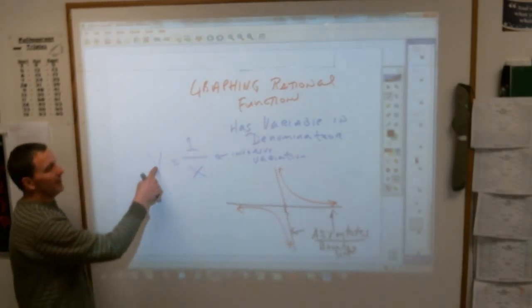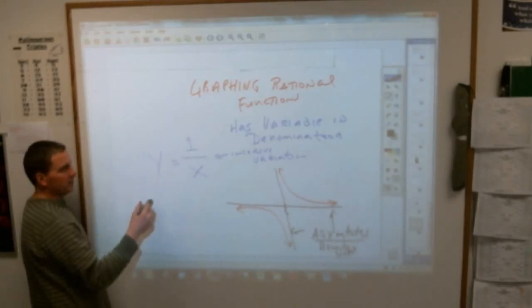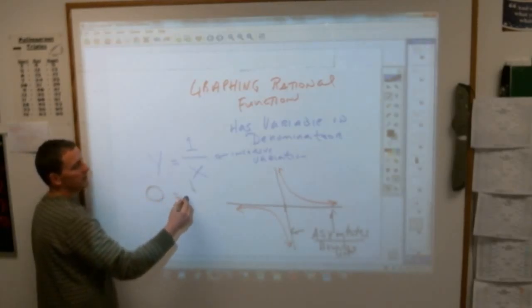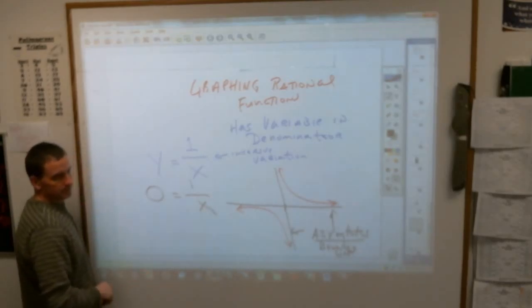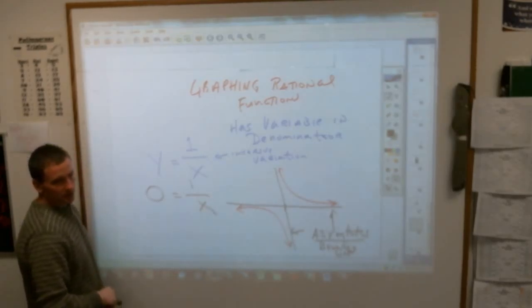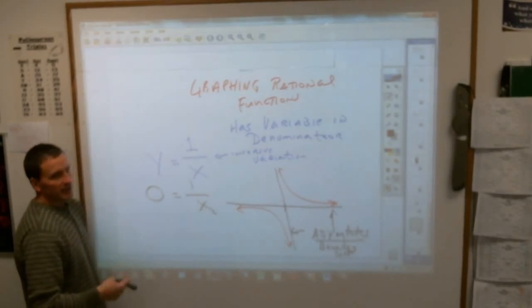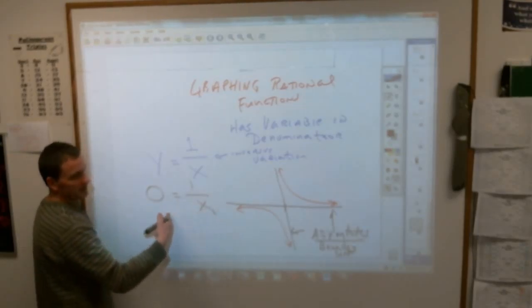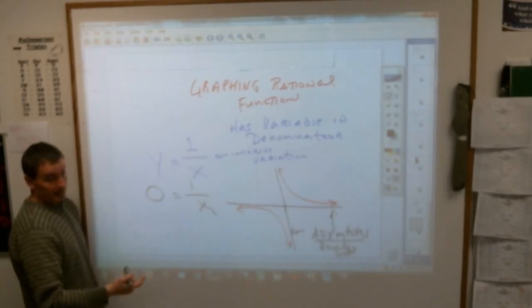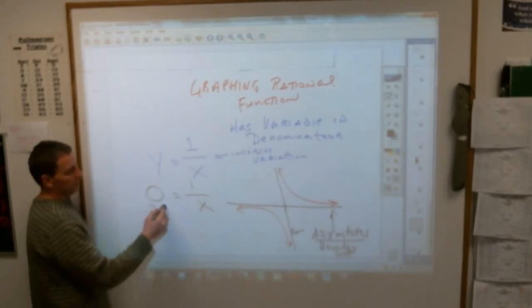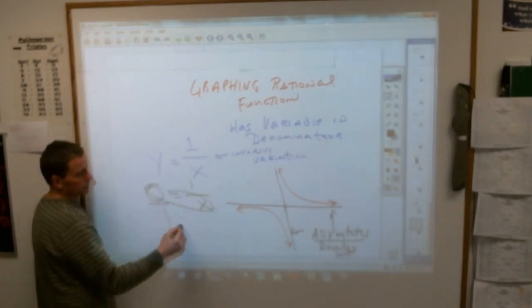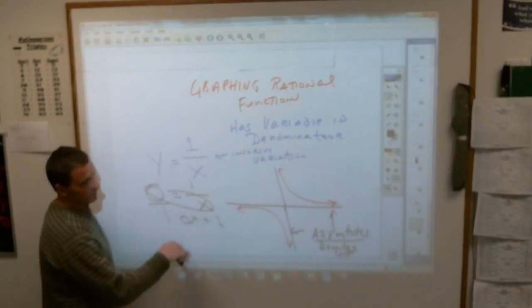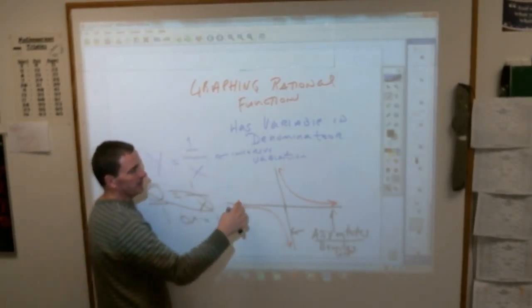Same thing is true, I can't have 0 for y. Why? Because 0 equals 1 divided by what number? 1 divided by what number is 0? You can't do it, no. You can't put 1 divided by 0, because that's not something you can do. If you want to think about it like this, you could make this a fraction and cross multiply: 0 times x equals 1. 0 times what number gives you 1? You can't do it. So neither x nor y can be 0 in that case.